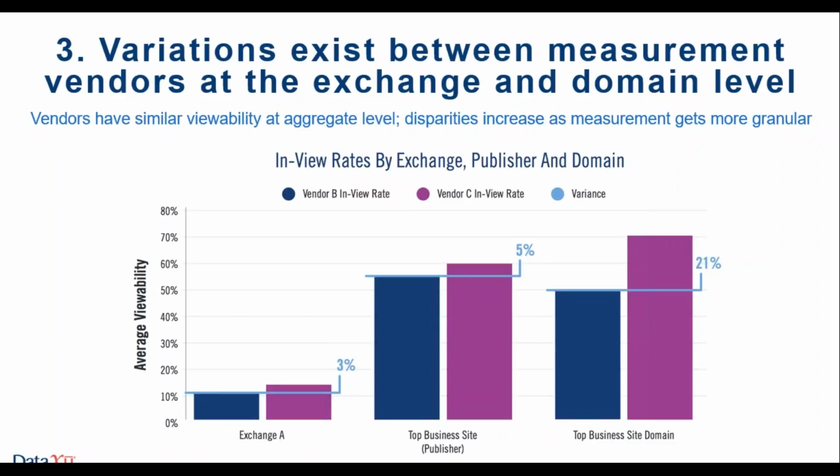But as you move more to the right along this chart, you'll get more granular in measurement, and the results will differ more drastically. So when you look at the publisher level in aggregate, the measurement shows a 5% difference. And when you look at the specific domain or page URL that the ad served on, you can see a 21% difference in scoring. This is a fairly drastic difference in scoring for the same exact ads as measured by two different vendors.